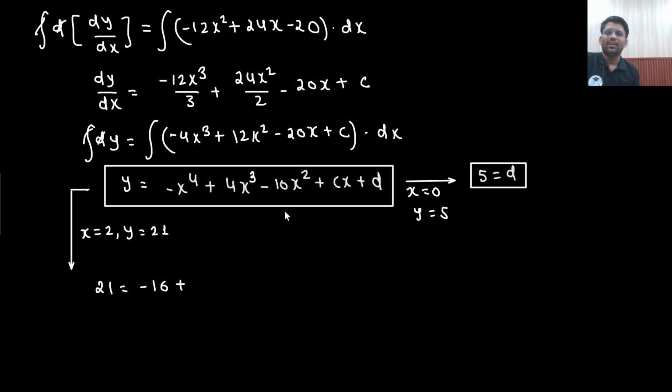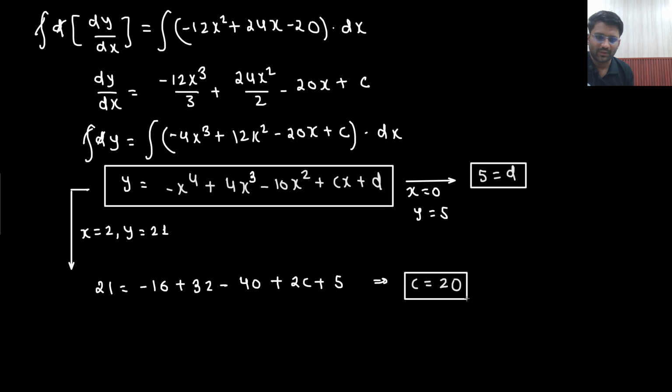If you put x equals to 2 here, what you will be getting? 2 to the power 3, 8, 32 minus 40, right? X equals to 2 you need to put plus 5. This is what we are doing. So c equals to 20 we are getting.